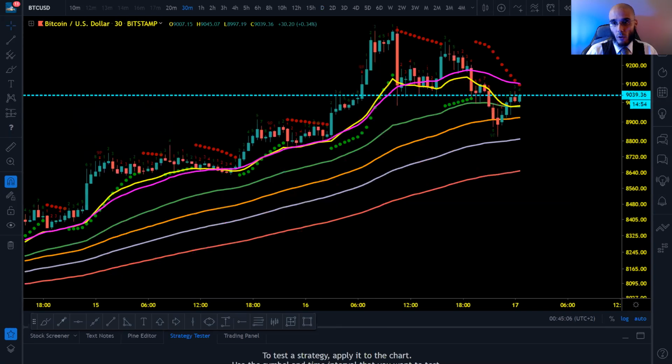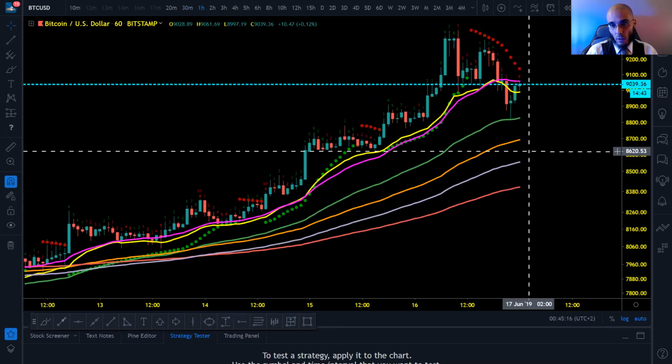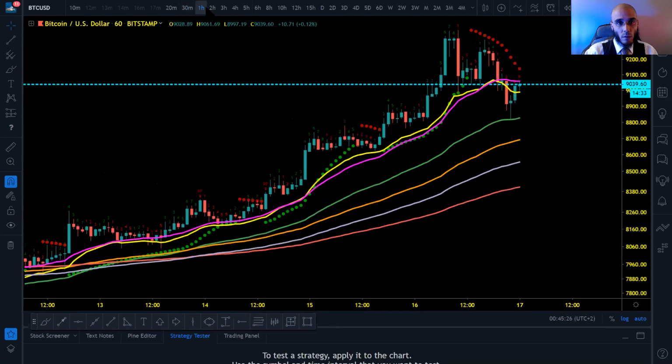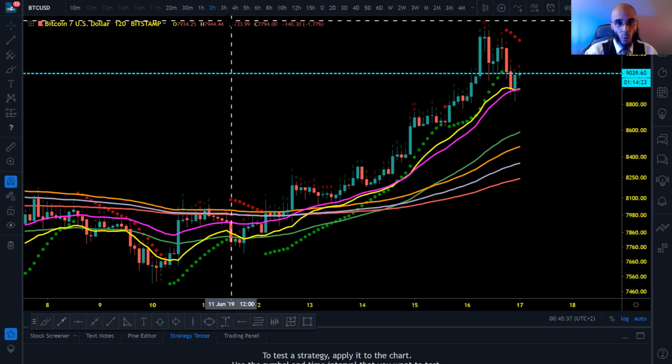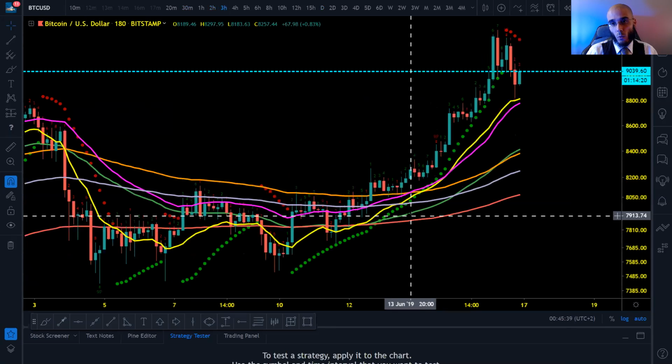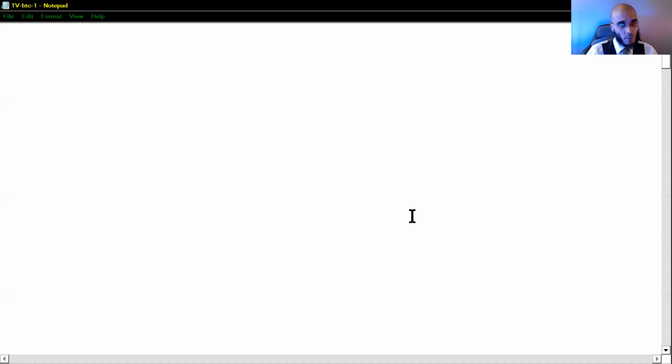Today we are on a 4 up with confirmation on the 30-minute chart. On the 1 hour chart, we are on a 6 down with confirmation. On the 2 hour chart, we are on a 6 down with confirmation. On the 3 hour chart, we are on a 3 down with confirmation.